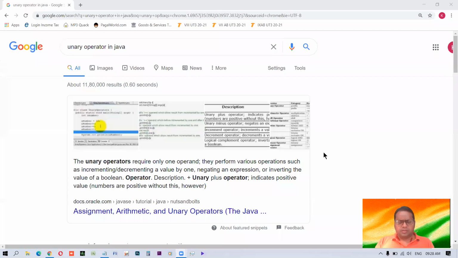Hello, students. In this session, we'll try to understand what is unary operator and relational operators and other operators.